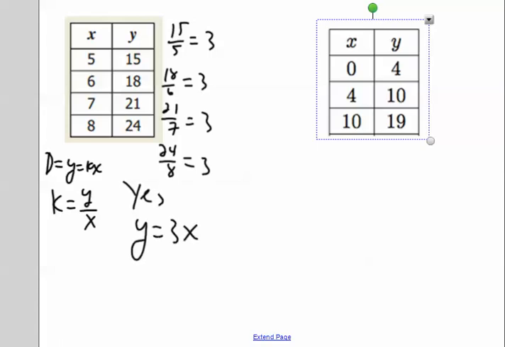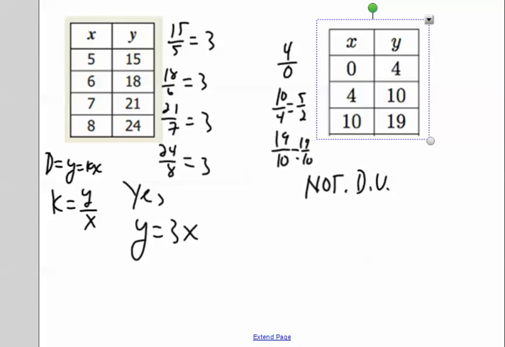Okay, let's check out this other one. This one right here, if you take 4 over 0, that's undefined. Then you take 10 over 4, that's 5 halves. And then you take 19 over 10, which is 19 over 10. This is not direct variation. It is not direct variation.